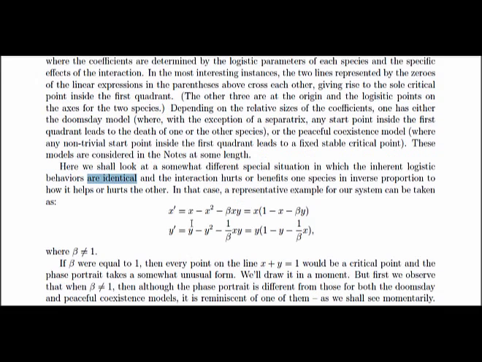I've basically taken the growth constants and the logistic constants to be 1, and since logistic parameters for the two species are the same, these are all 1s. And then, of course, the interaction for each of them, which is the constant of interaction, is inversely proportional. So I'm taking beta for this guy and 1 over beta for that one. And I'm really, of course, assuming that beta is not equal to 1.